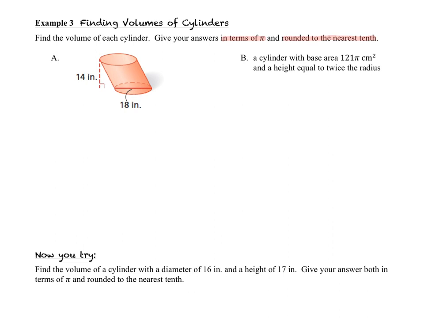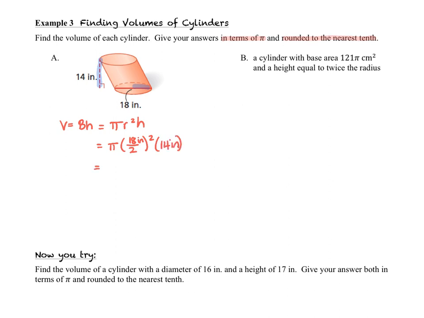Just a quick reminder that when we're working on these, we need to use the radius and we need to use the perpendicular height. So keep that in mind as we're using our formula. Speaking of formulas, let's start out by writing down our formula. Volume is area base times height, or we know we can write it as pi r squared h. So we plug in 18 inches divided by 2, and then 14 inches as the perpendicular height.